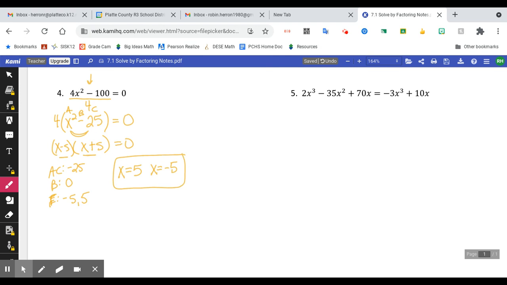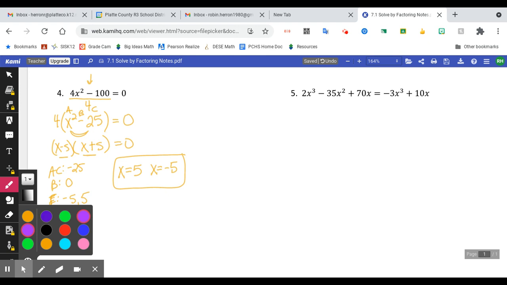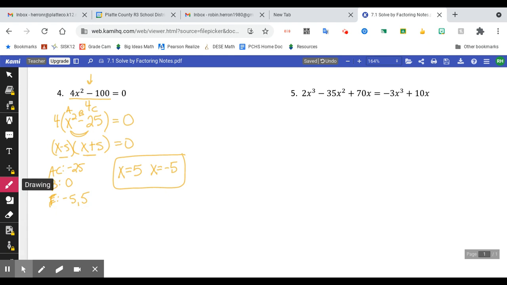All right, last one. We have not equal to 0, so we have to put our like terms together. I'm going to add 3x cubed to the other 3x cubed term, sorry. This is going to be gone. This is going to give me 5x, and it's still cubed because we're adding. 10x is going to be subtracted from 70x, so I'm going to have negative 35x squared plus 60x equals 0.